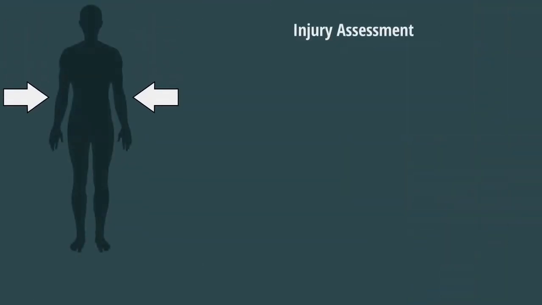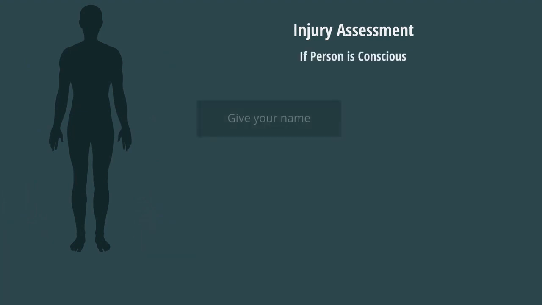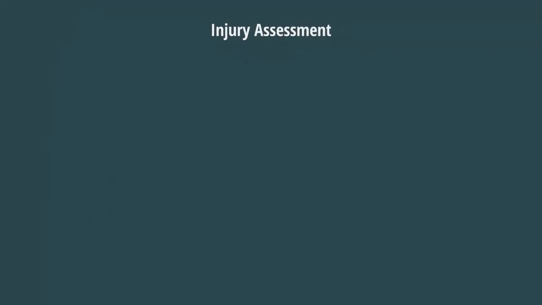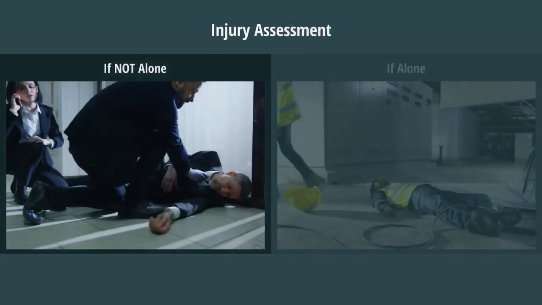Perform a visual head-to-toe assessment of the injured person. If the person is conscious, give them your name and let them know you are there to assist until emergency responders arrive. Ask them what is hurting and what happened. If you are not alone, ask another person to activate the emergency response system by dialing 911 or EMS while you check the injured person.